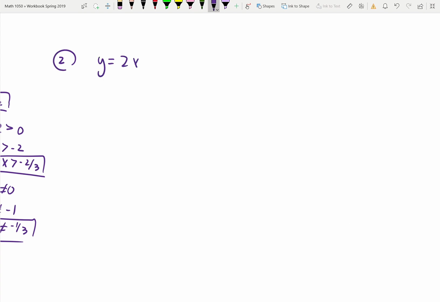y equals 2x to the second minus 8x plus 1. They're going to ask, what is the minimum value?